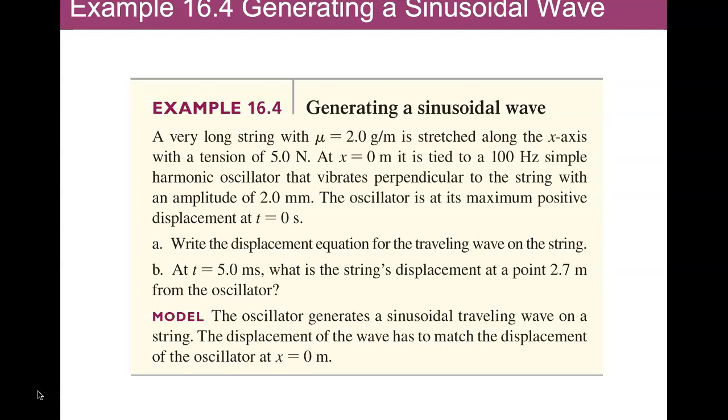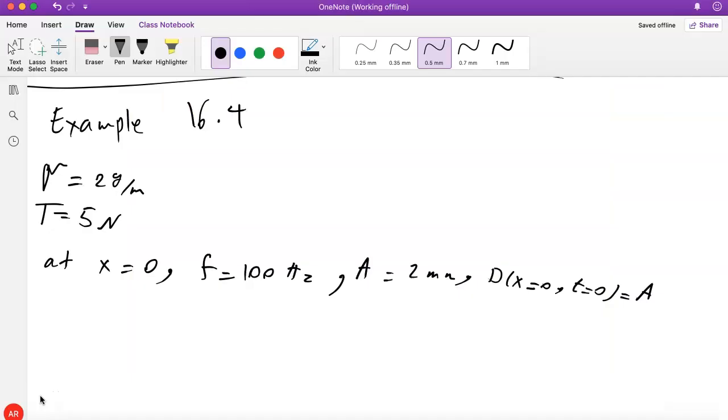All right, so take a piece of paper, using our general equation for these traveling waves, try to find the solution here. All right, so here I just translated the information that was given in the problem into equations. So it said the linear mass density is 2 grams per meter, the tension is 5 newtons.